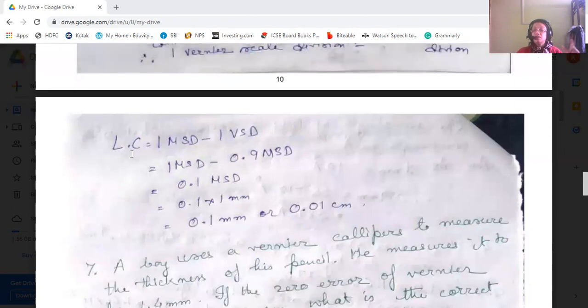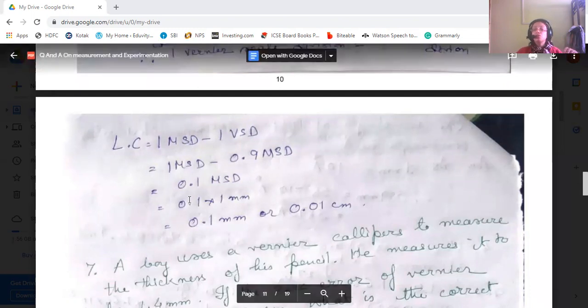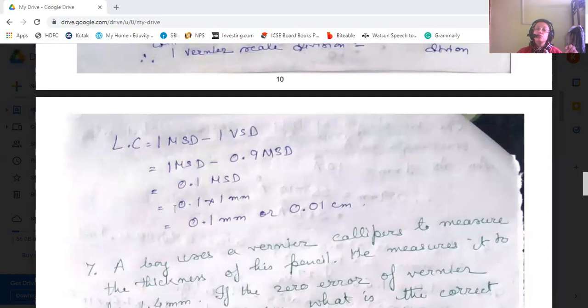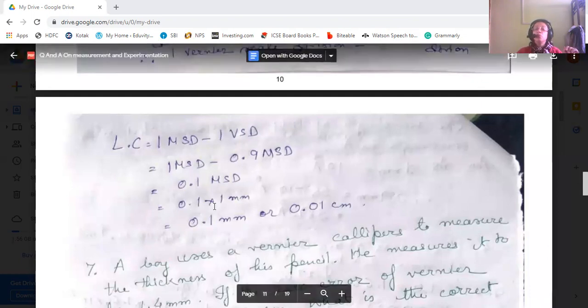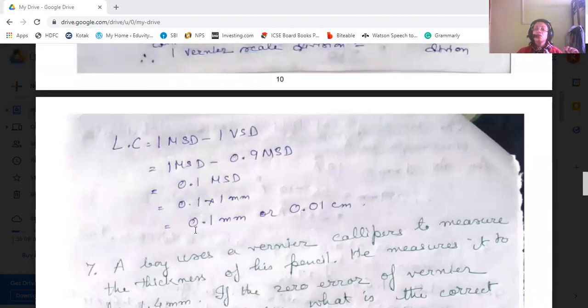Therefore, LC, that is least count, is equal to 1 main scale division, that is 1 MSD, minus 1 vernier scale division, converted to MSD. So that is 1 MSD minus 0.9 MSD. That comes to 0.1 MSD, or 0.1 into, as it is calibrated in millimeters, 1. So that is 0.1 millimeter, or 0.01 centimeter, is the least count.